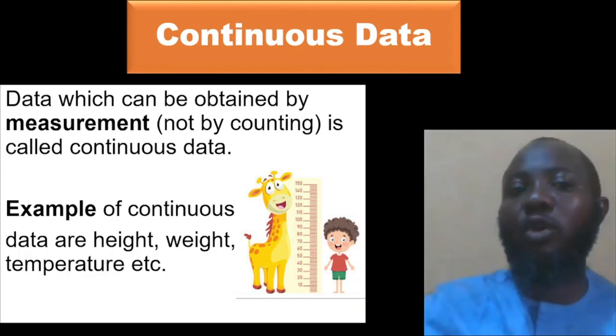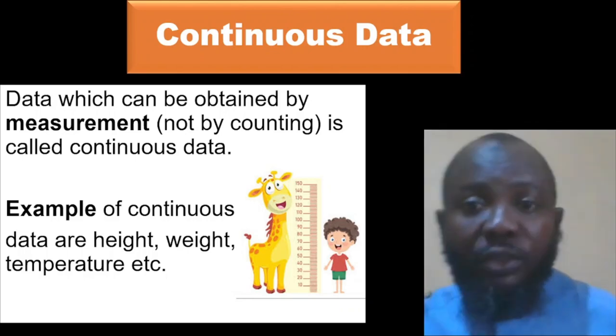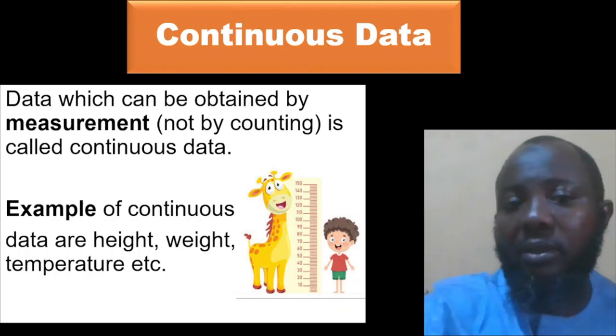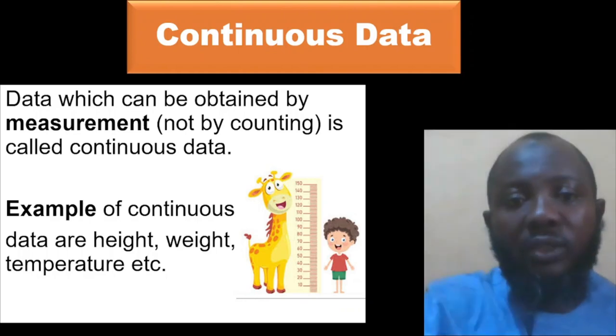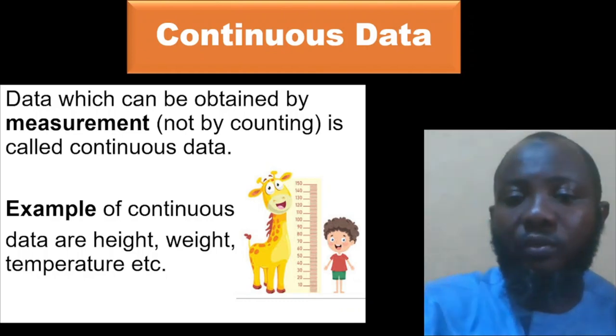So that's what refers to continuous data. Data which can be obtained by measurement, not by counting, is what we call continuous data. Examples of continuous data are the height, weight, temperature. All these ones are what? Continuous data. I hope I'm making sense. So move to the next one.